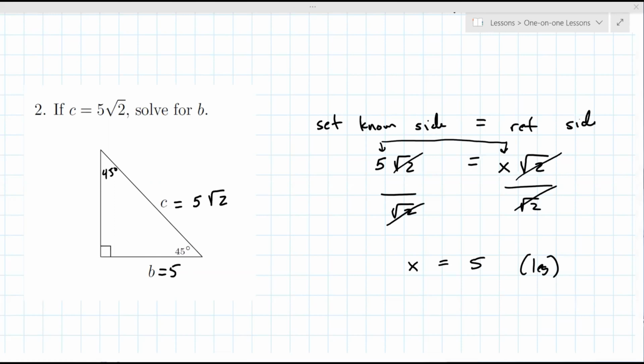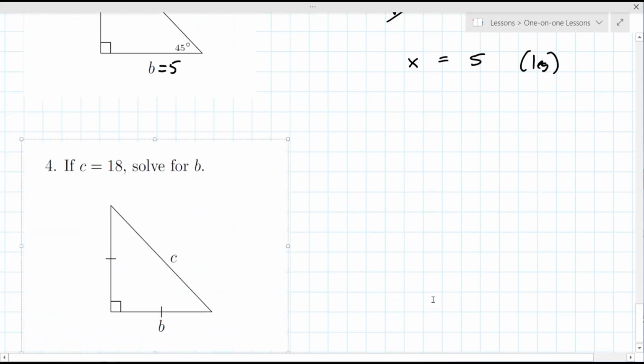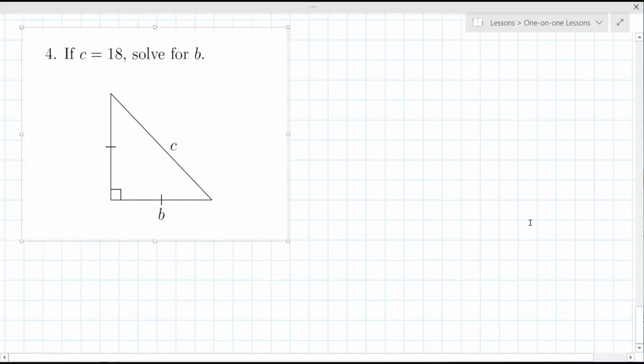All right, so if that is clear, we're going to do a slightly more difficult problem, but related. And I promise we're going to get to 30, 60, 90s. We just got to do one or two more of these, and then we'll get to 30, 60, 90s. But they're very much the same. You end up multiplying or dividing, and you have to be comfortable doing that.